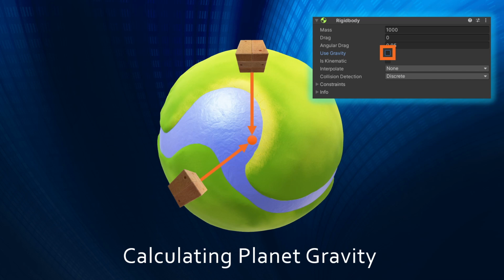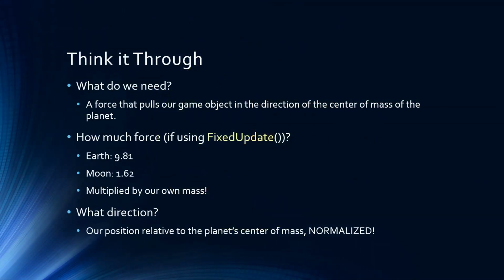So how do we calculate gravity? Well, let's think this through. What do we need? We need a force that pulls our game object in the direction of the center of mass of the planet. And how much force? Well, if we're using fixed update, we want to use Earth's gravity, which is 9.81, and this is going to be a float value. The Moon's value is 1.62, and then we also need to multiply it by our object's mass. So in this case, the rigid body.